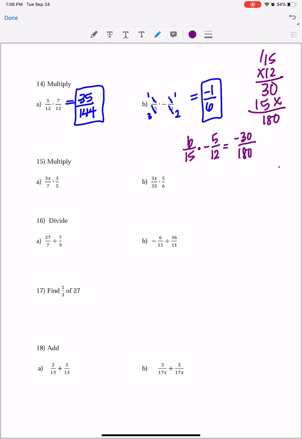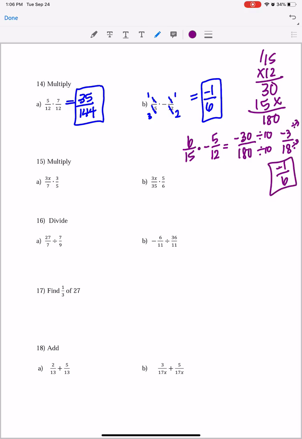So from here, then you've got to look at this and get this to this simplified fraction right here. So big numbers, I know I can divide them by 10 since they both end in a 0. So -30 divided by 10 is -3. 180 divided by 10 is 18. Now these are numbers I know and I'm a little bit more familiar with. So I know I can divide both of these by 3. So -3 divided by 3 is -1, and 18 divided by 3 is 6.